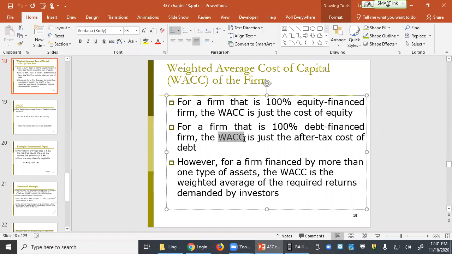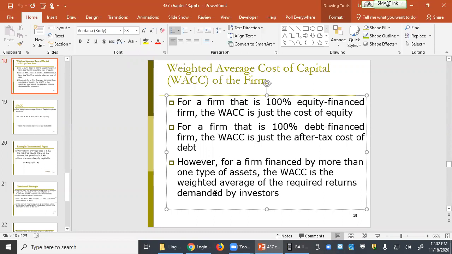However, 99.99% of the time, you're not going to find a corporation that is in either one of these two extremes. In most cases, if you learned M&M propositions before, you know that the optimal capital structure is a combination of different things. Some through equity, some through debt. So 99.999% of the time, corporations will have a mixture of equity and debt.